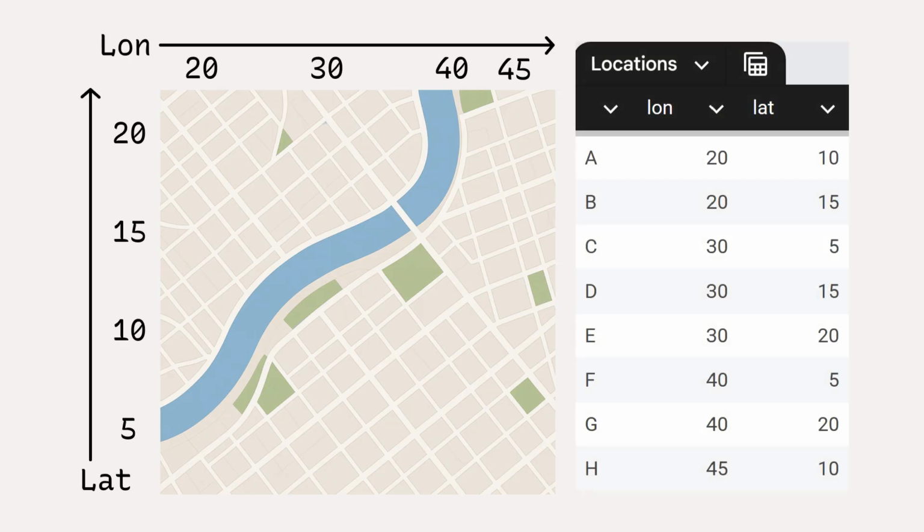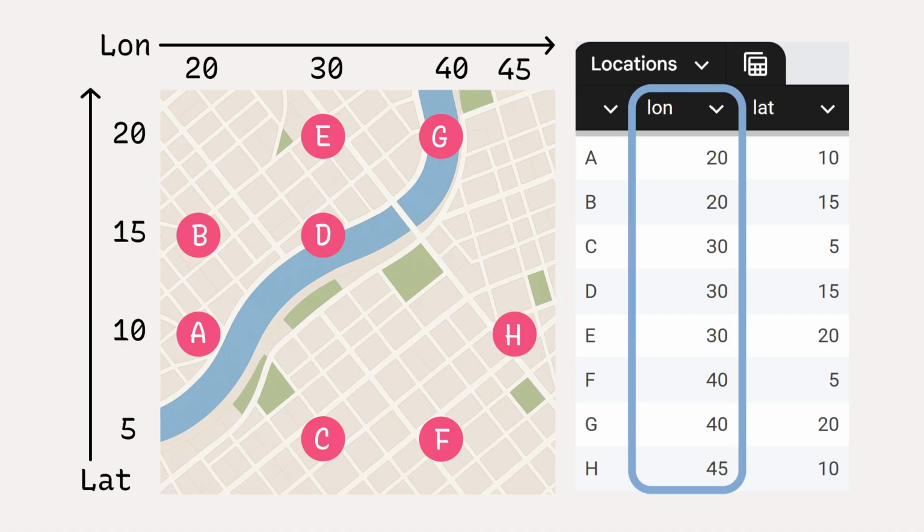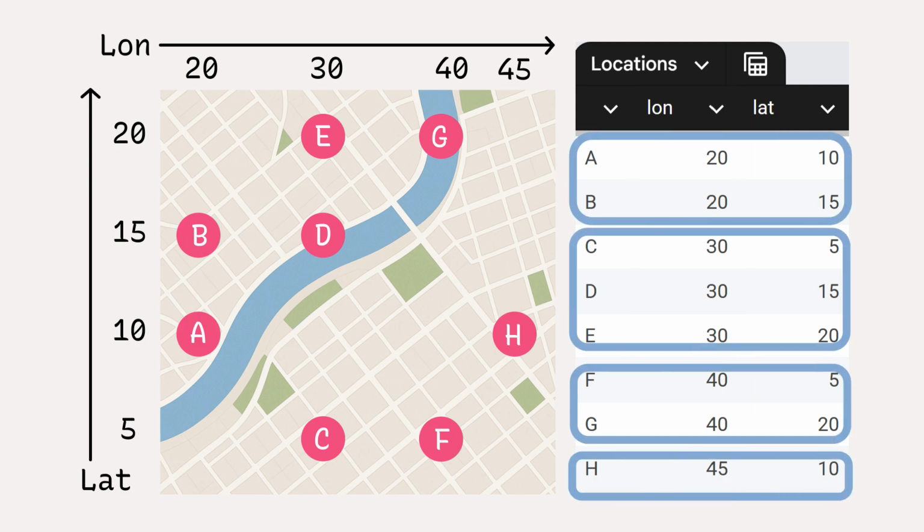If the B-tree explanation is still confusing, let's take a look at what happens visually on a map. Let's say you have 8 locations stored in a database. Here's the table with their longitude and latitude, and here's what they look like on a map. When you create a composite index on longitude and latitude, the database first sorts everything by longitude globally. Then, within each group of rows that share the same longitude, it sorts by latitude locally.